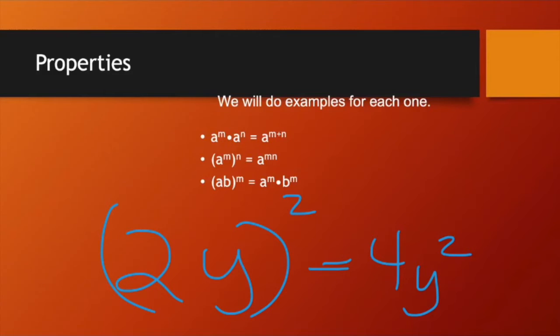Where did I get the 4? I squared the 2. You with me? All right.